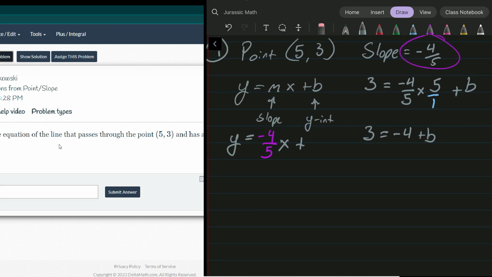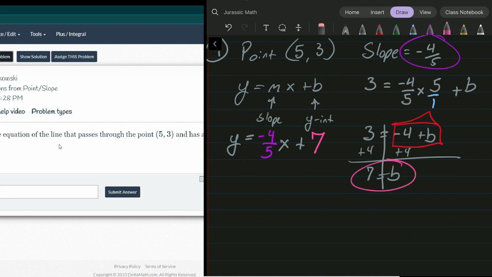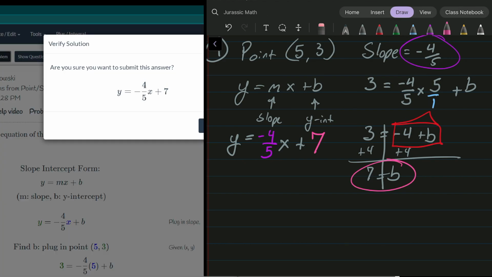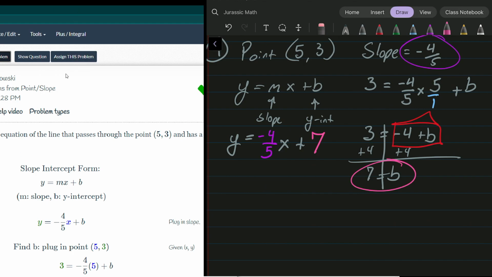And then we're going to do house method. +4, +4. And b equals 7. So we can put a 7 there. Now on my computer, y equals -4/5 x plus 7. And there we go. We got the right answer.